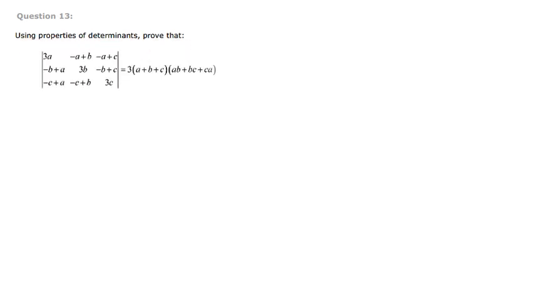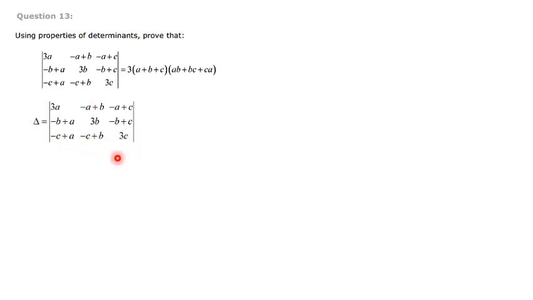Next we shall discuss question number 13. The question is, using properties of determinants, prove that the determinant with rows (3a, minus a plus b, minus a plus c), (minus b plus a, 3b, minus b plus c), (minus c plus a, minus c plus b, 3c) is equal to 3 times (a plus b plus c) times (ab plus bc plus ca). Let's take the left hand side determinant as delta. Delta is equal to the determinant with rows (3a, minus a plus b, minus a plus c), (minus b plus a, 3b, minus b plus c), (minus c plus a, minus c plus b, 3c).